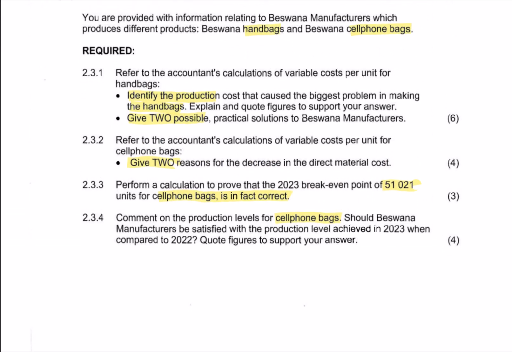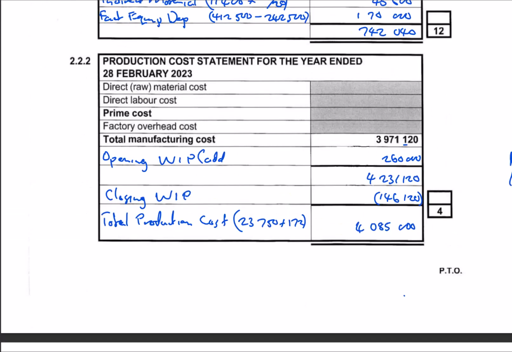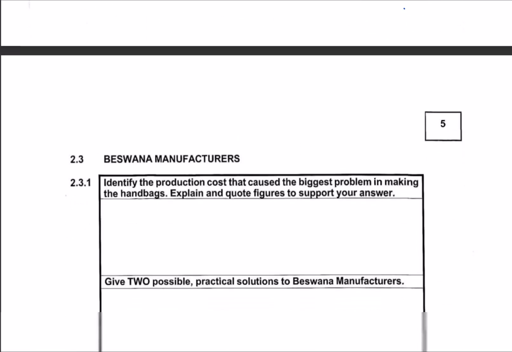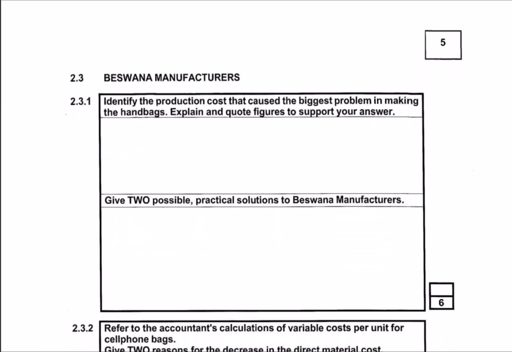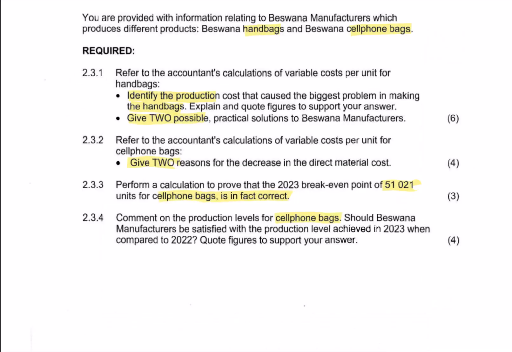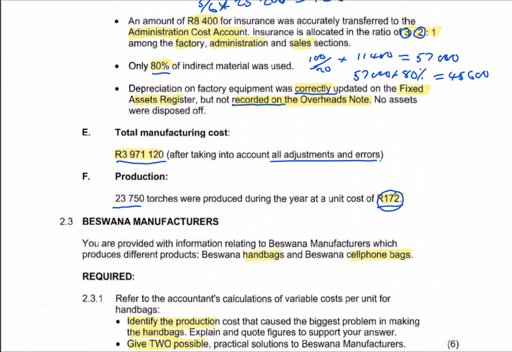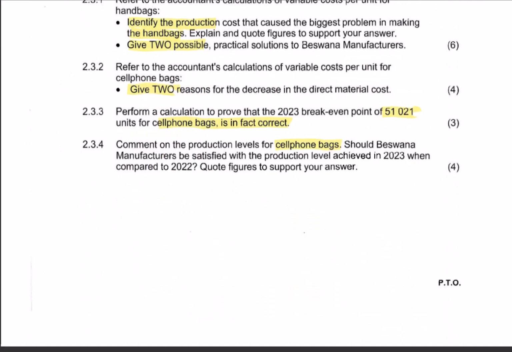Right, for the first one, identify the production cost that caused the biggest problem in making the handbags. Explain and quote figures to support your answer. Right, okay, so let's go to the, where am I going? I need to scroll down.